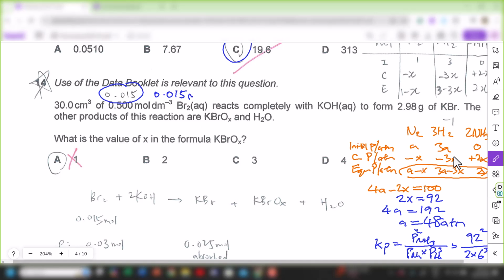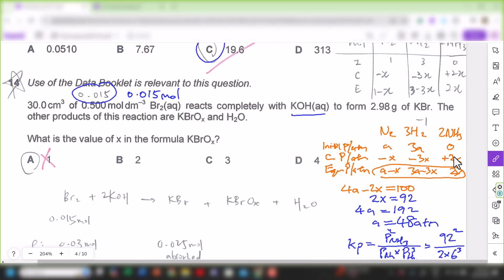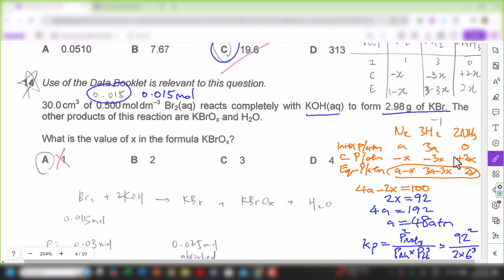0.015 moles of bromine reacts completely with potassium hydroxide. So this is a basic medium to form 2.98 grams of KBr. The other product is BrOX and H2O. Based on 2.98 grams of KBr, we'll need the data booklets.